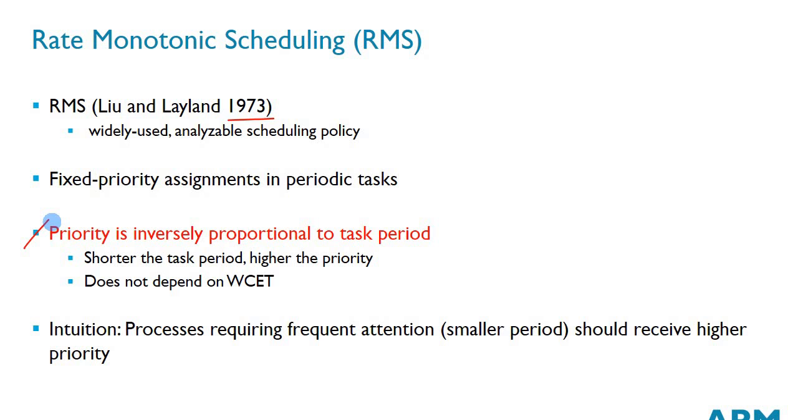The thinking behind it is quite straightforward. If I have a task that requires frequent attention, that means I need to keep on running it very regularly, then I should schedule it to have a higher priority so that the CPU is able to handle the requests by this task. So it's a very simple thinking process. Priority is inversely proportional to task period. The shorter the task period, or in other words, the higher the task frequency, the higher the priority.